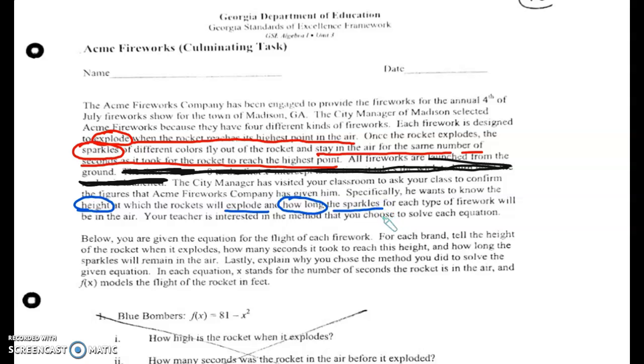Your teacher is interested in the method that you choose to solve each equation. Below you are given the equation for the flight of each firework. For each brand, tell the height of the rocket when it explodes, how many seconds it took to reach this height, and how long the sparkles remain in the air.